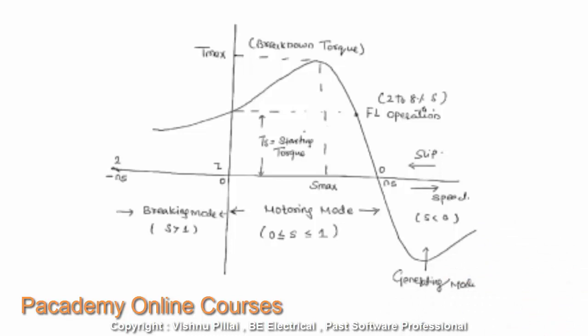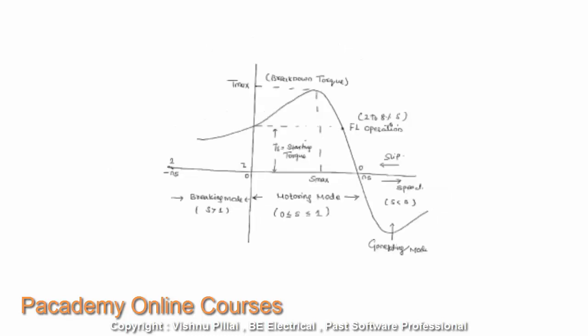If you look at the torque slip characteristics, the generating mode of the machine happens when the slip is less than 0. That is, when the motor is running above the synchronous speed, that is, the speed of the shaft of the motor is being externally rotated by a prime mover like a wind turbine. The speed will go above the synchronous speed, and when this happens, the slip, that is, the synchronous speed minus the speed of the motor divided by the synchronous speed times 100, will be less than 0 in this case.